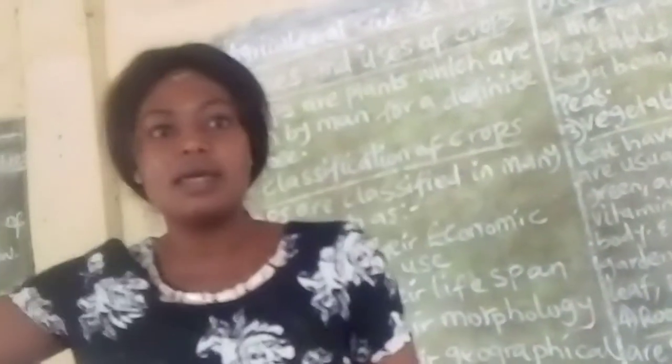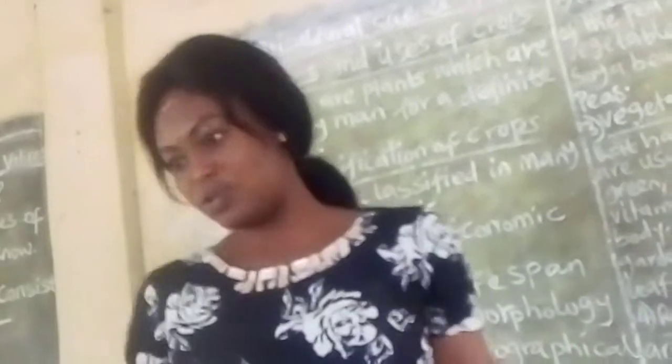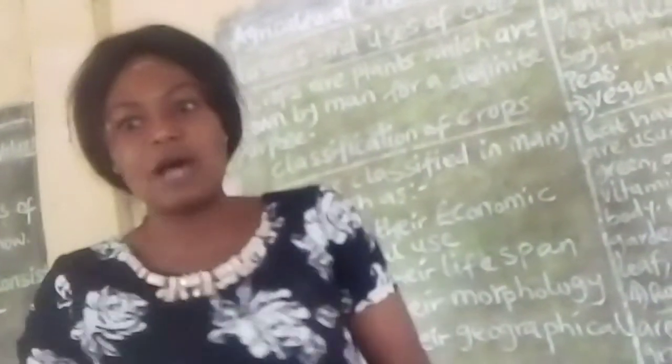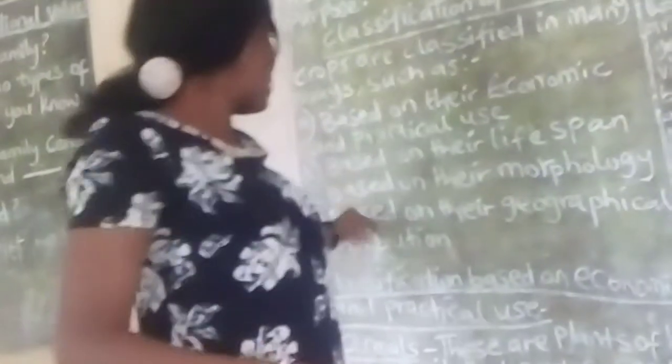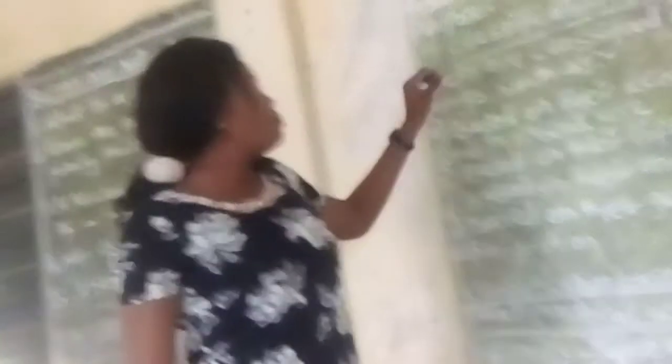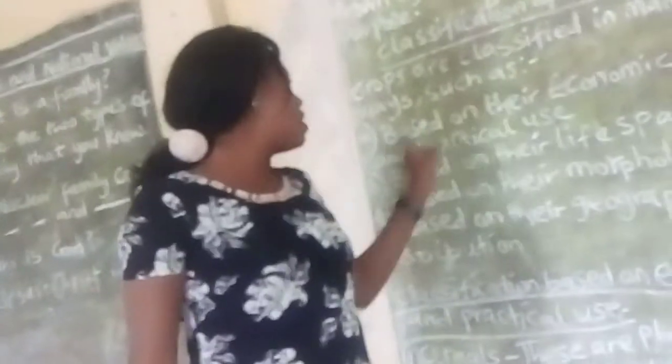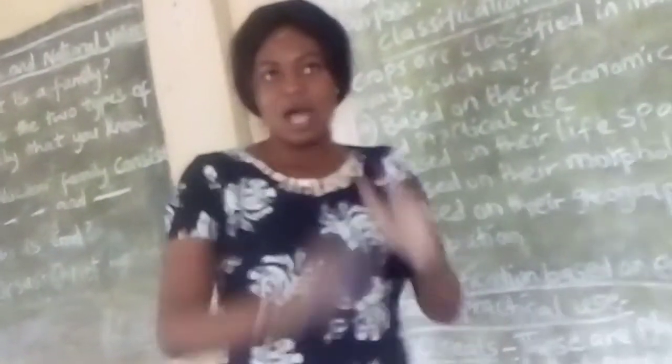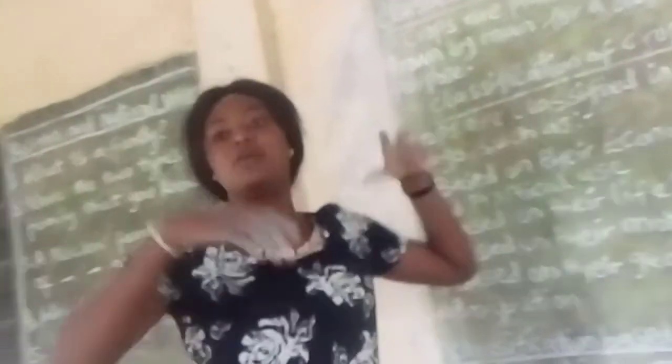But if you go there, people plant it as if it is normal food because it adapts to the weather conditions of that side. So when we get to that particular classification of crops, we will explain more. But for today, we are picking the first one. Crops based on their economic and practical use. Crops that are grouped based on their practical use or economic use.